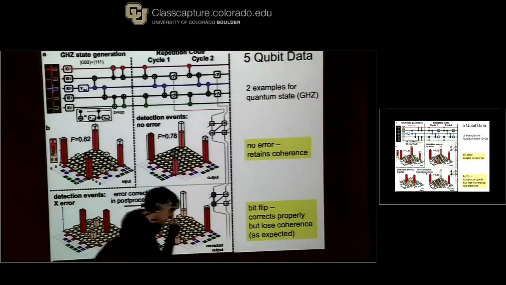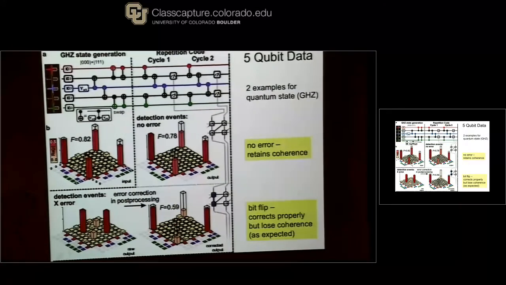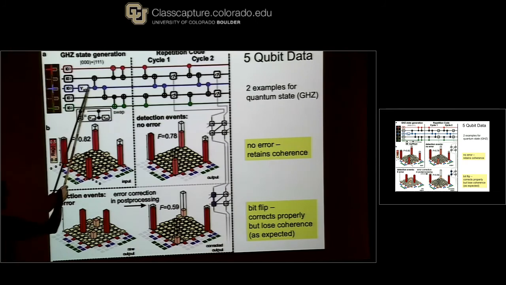So here's the first check experiment we did. We started out with the 0 state, and then we did these operations here, which are pi over 2 operations, essentially a Hadamard, and then a C-NOT, and then the swaps here. This basically gives us a GHZ state, 0, 0, 0 plus 1, 1, 1.